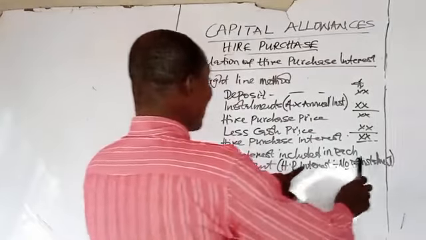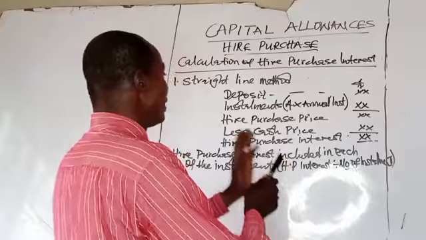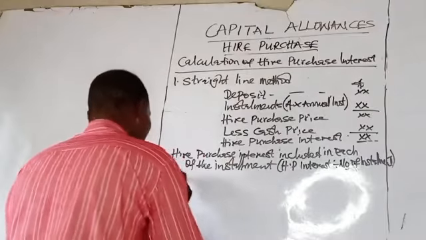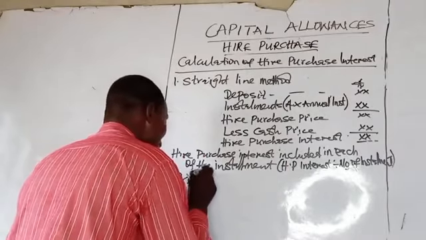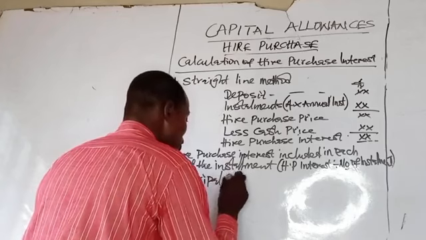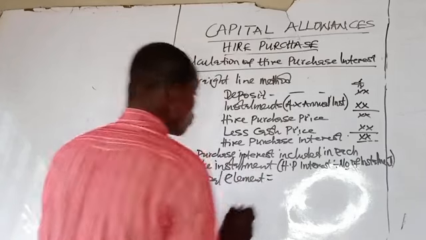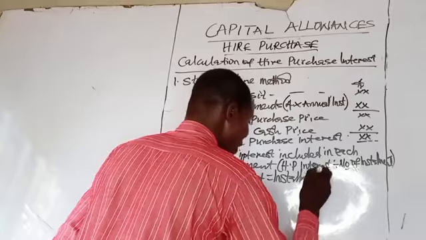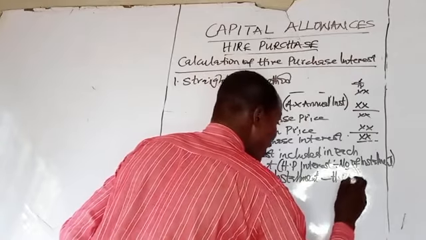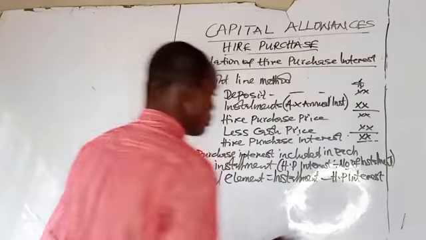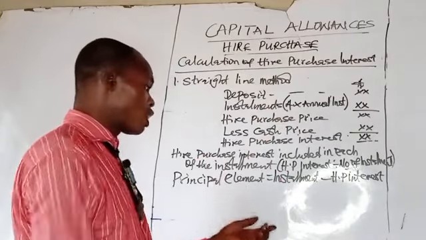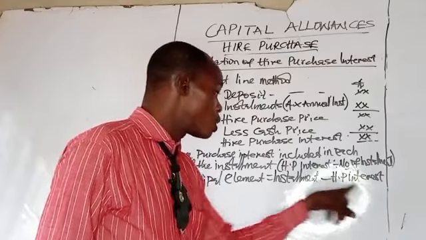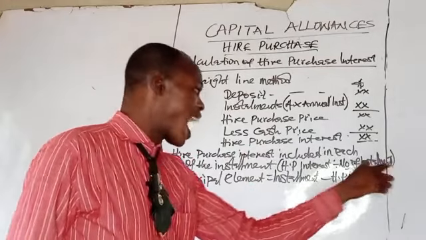So the hire purchase interest you get here, you now subtract it from the installment, in order to get the principal element. That means the principal element of the installment or principal portion will be equal to the installment minus the hire purchase interest included in that installment, what you have arrived at here.